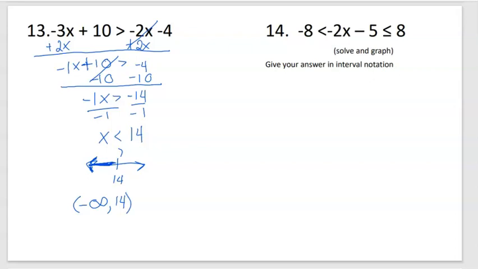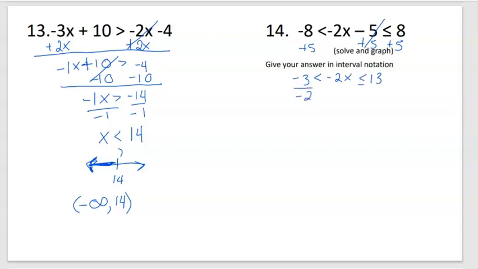Number 14 asks you to go through and solve for x, and then graph and give interval notation, like we did over here on the left. I'm going to start this off by adding the 5 to all sides. When I do that, negative 8 plus 5 is negative 3, less than negative 2x, the 5's cancel in the middle, less than or equal to 13.